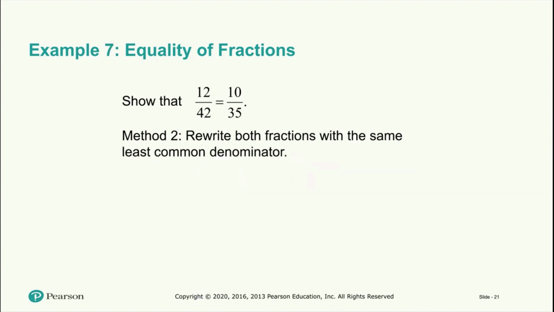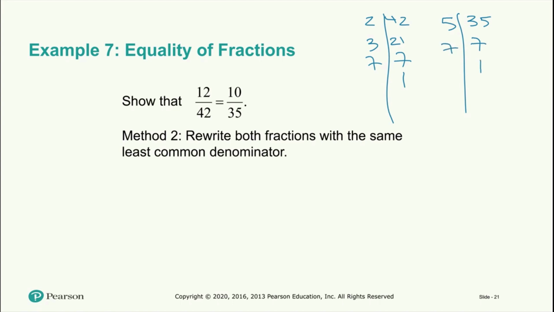Another way to show that two fractions are equal is to rewrite both of them using the same denominator. At first we'll do it using the least common denominator because it'll give us some practice with that too. So for that, let me quickly do the factorizations of 42 and 35 again. 42, 2, 21, 3, 7, 7, 1. For 35, we have 5, 7, 7, 1.